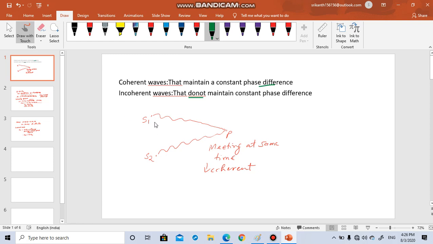Let us see an example. Let us say there is a source S1 and a source S2, and both are creating waves. Individually, S1 is creating Y1 and S2 is creating Y2 displacement, and both these waves will be propagating in all directions. Both are meeting at P at the same time in the same phase, so they are said to be coherent waves.